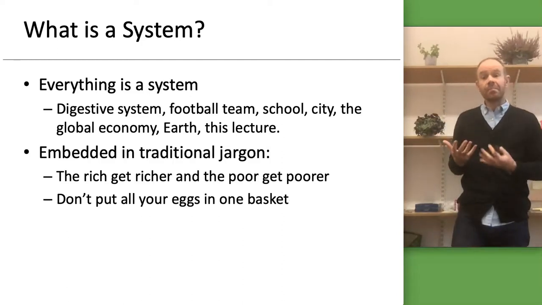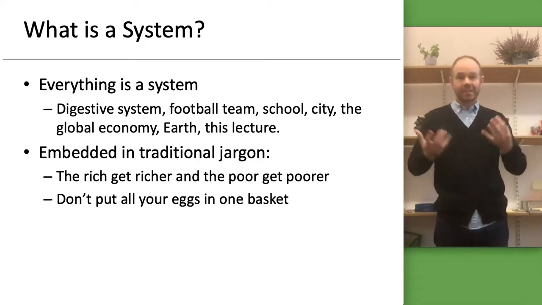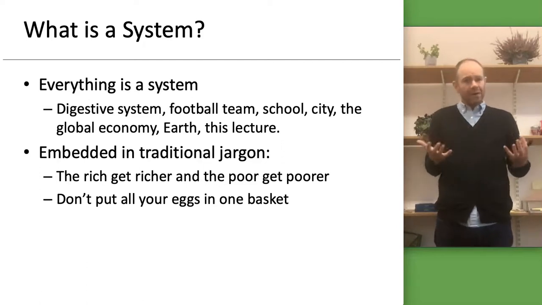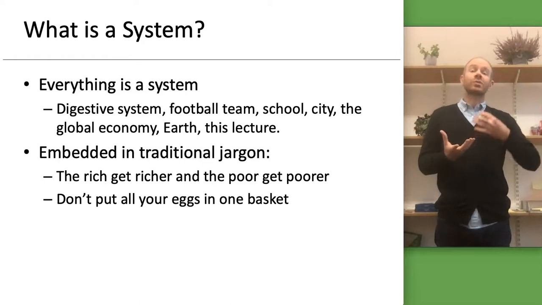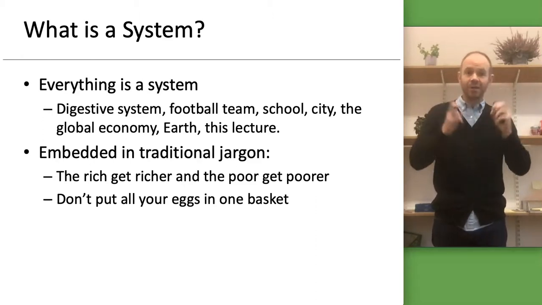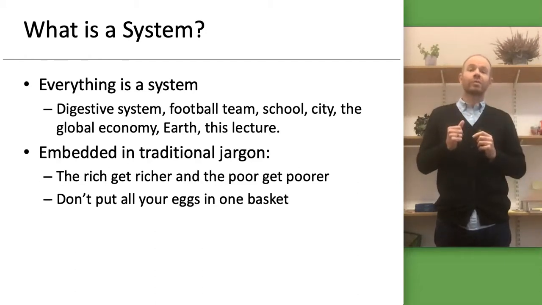Systems are actually embedded in traditional jargon. This isn't something that just academics like to talk about, right? We say the rich get rich and the poor get poorer. Well, how does this happen? The wealthy own assets. Those assets return returns through interest rates and capital gains to those wealthy people, which increases the stock, which we'll get into, of their assets, which then are able to generate more returns.